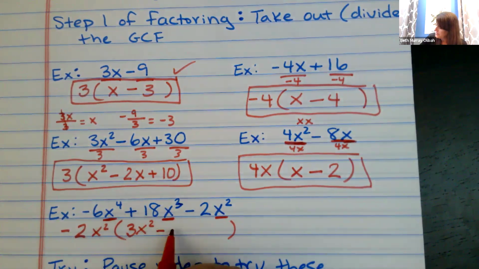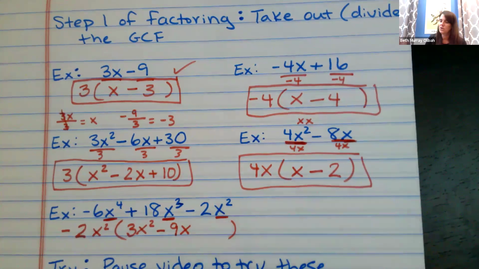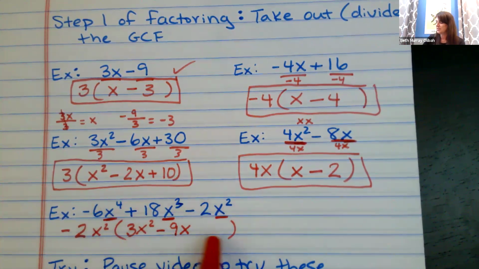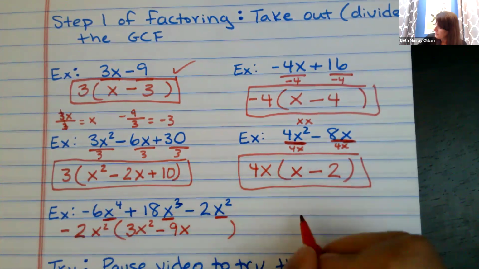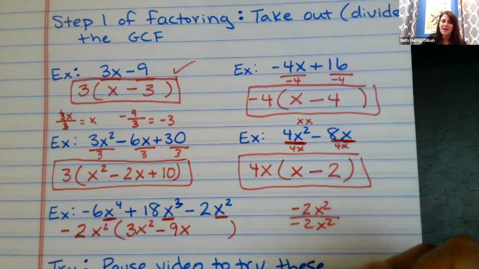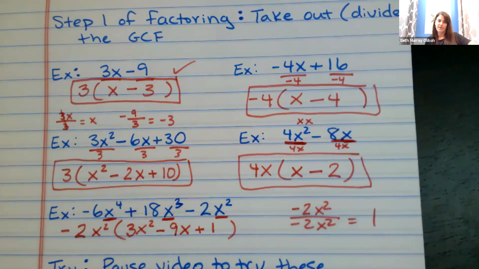18 divided by -2 is -9, and that would leave you with 1x once you take the 2 out. And then finally, be very careful here. A lot of people mess up here because they think, oh, -2x squared, I took all of that out, so it's just gone. That does not make sense because remember, if you started with 3 terms, you should still have 3 terms in your parenthesis. So remember that a -2x squared divided by a -2x squared is not 0. It's not gone. It's 1. So you need that +1 at the end.